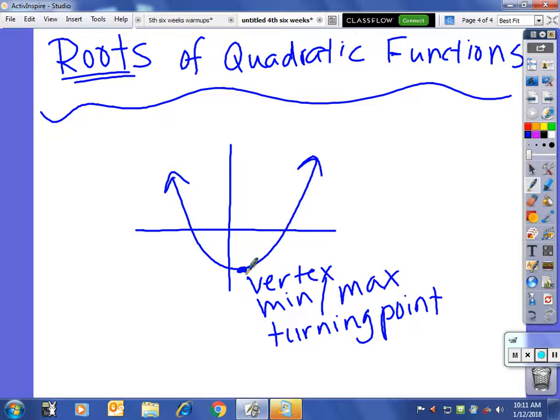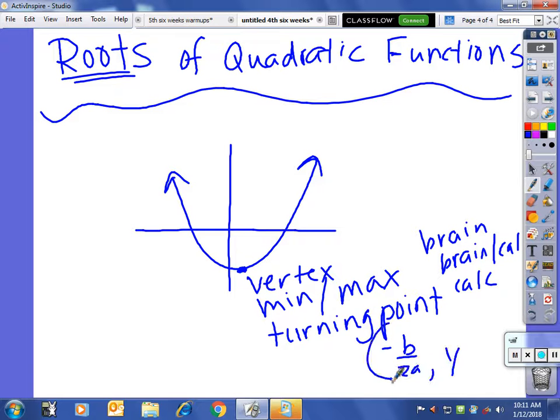And the way we learned how to do that, you can do it just with your brain. You can do it with a combination of brain and calculator. And there is a way to do it completely in the calculator. We'll talk about that next week. And the biggest part is the opposite of b over 2a, and then you find the y that goes with it, right? Now, before the break, we spent weeks upon weeks upon weeks doing factoring. Factoring isn't dealing with finding the vertex. What did factoring help us do?